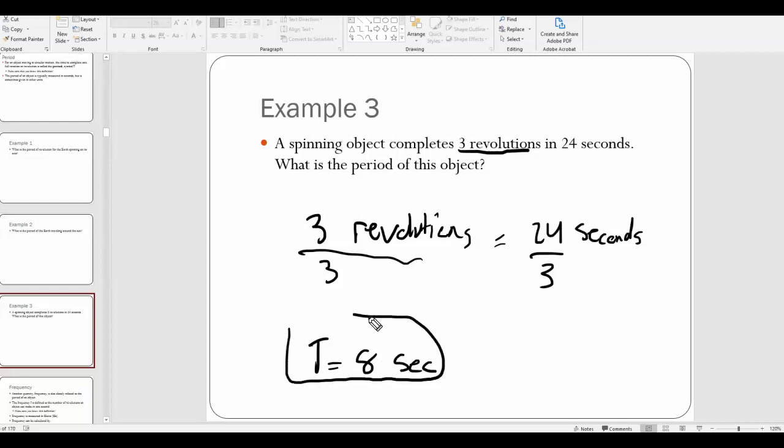I'm not using any super secret equation or anything, that's just using the definition of period.